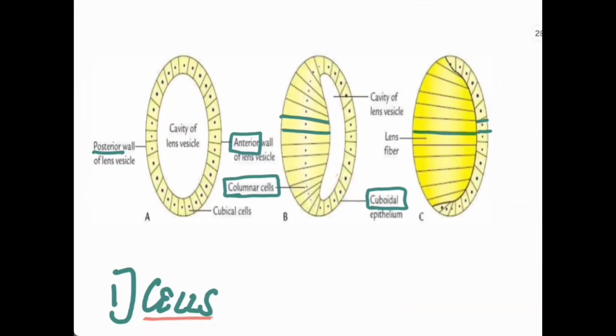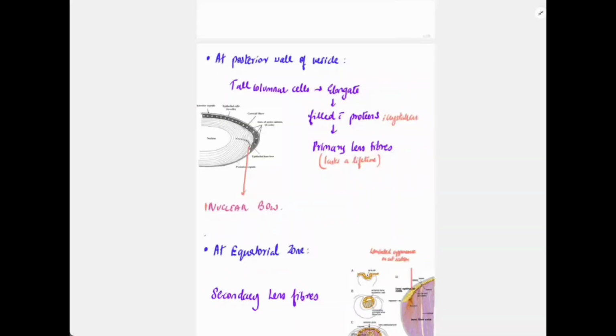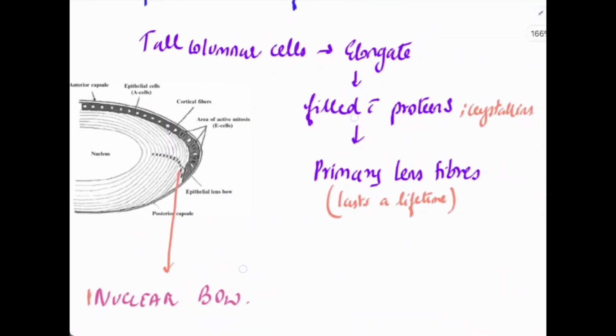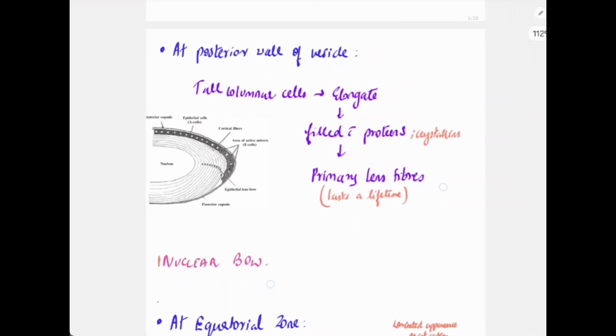The base of each primary lens fiber remains attached to the basal lamina posteriorly, while the apices grow forward towards the anterior lens epithelium, and the cavity of the lens vesicle gradually becomes obliterated. The nuclei of the lens fibers move anteriorly within the cells to form a line convex forward called the nuclear bow. Later the nuclei disappear.